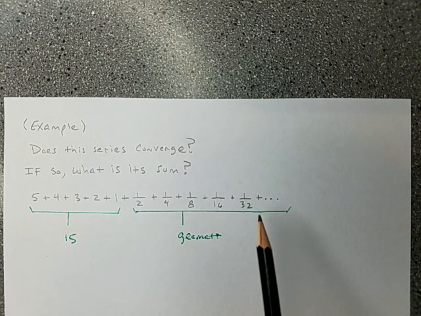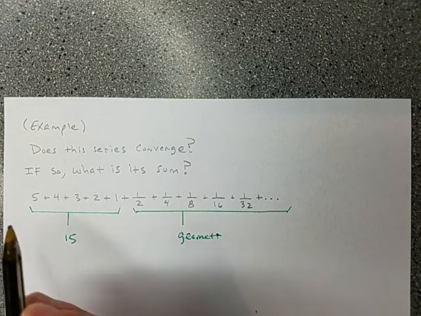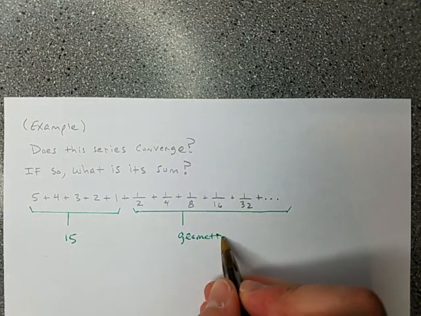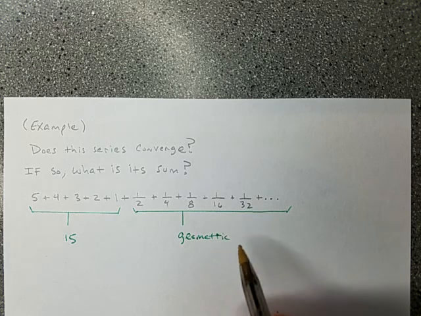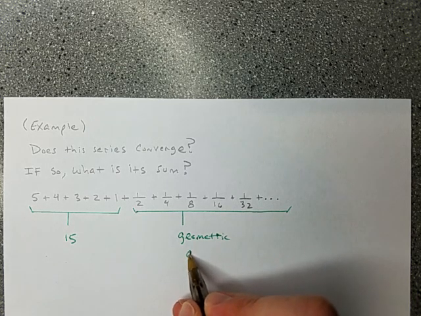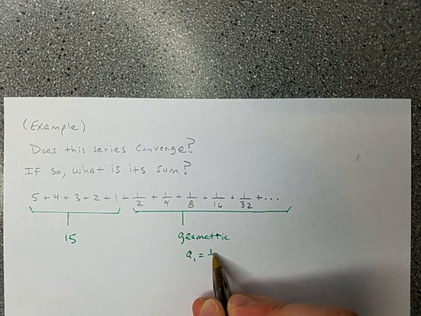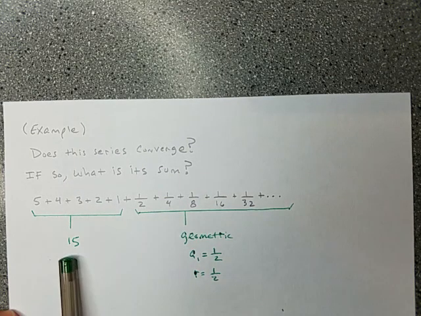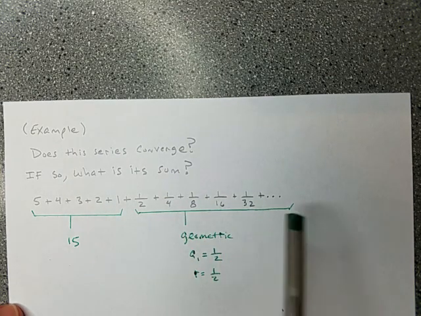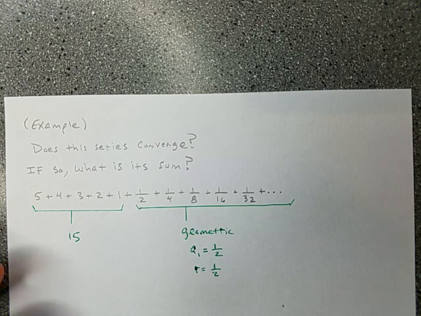Okay? So yes, that number is just 15, but a half, a fourth, an eighth, a 16th, a 32nd, that's a geometric series. It's a geometric series with a first term of a half and r, a common ratio, also of a half. So you could take 15 plus whatever that adds up to. That's the way you could do this.